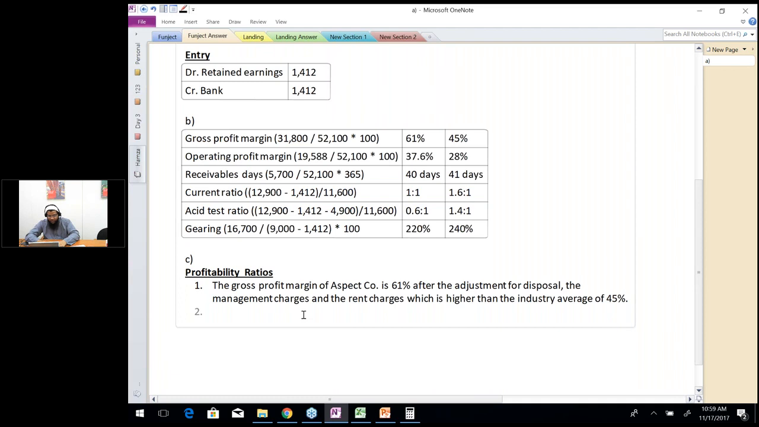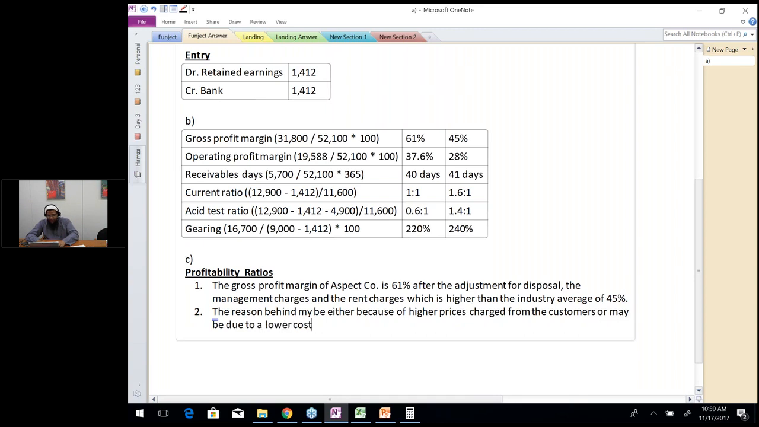So I would say that the reason behind this is maybe either because of higher prices charged from the customers or maybe due to a lower cost paid to the suppliers. So there are two possible reasons, either we are charging more or we are incurring less. Or maybe the reason is a combination of both. Maybe I'm charging more than the industry and incurring less as compared to the industry. So that would actually affect the GP margin more.